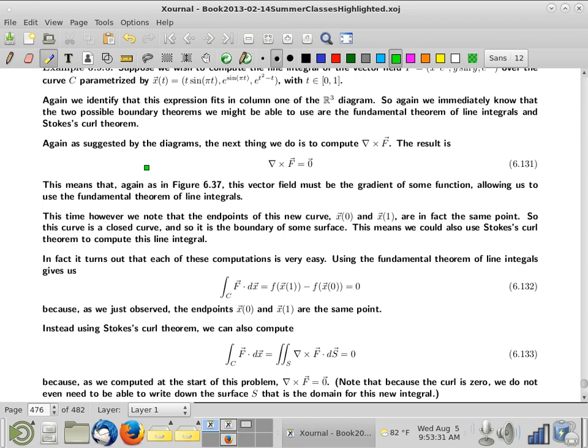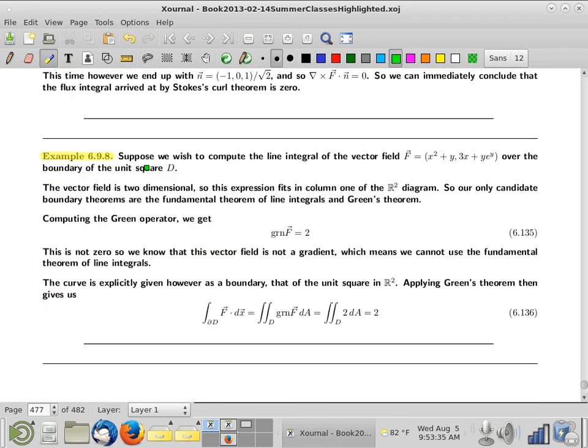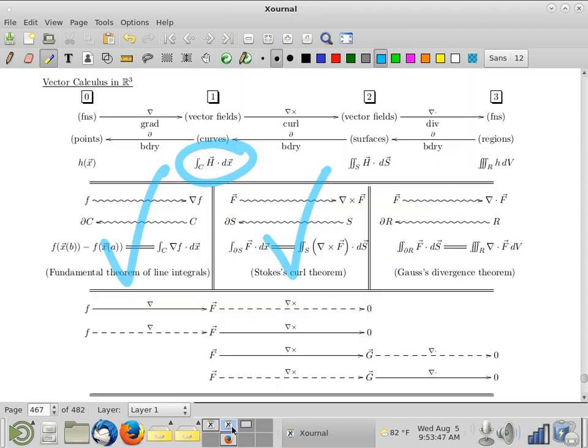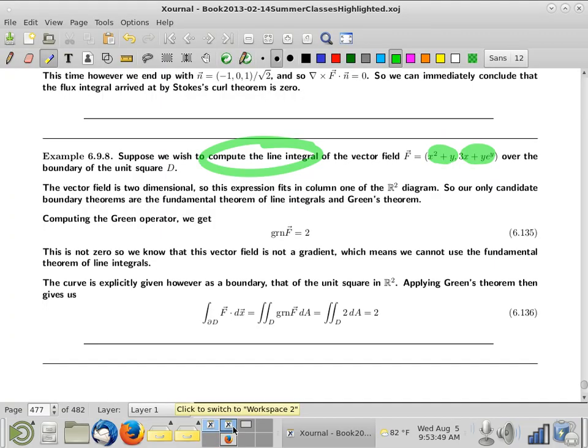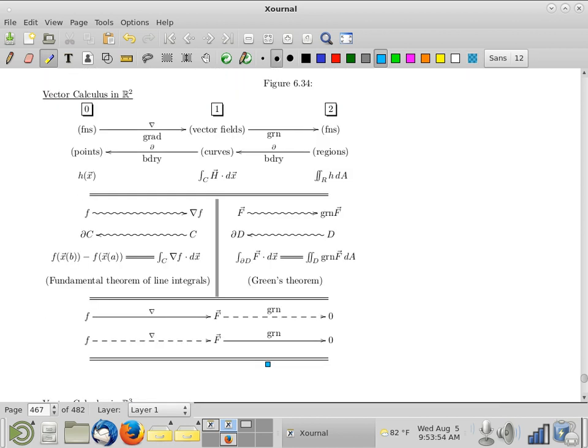Okay. All right. So there's a bunch more examples in here. I'm going to skip a few of them. They're not unlike examples we've already done. I'm going to do this one because it's a 2-dimensional example. Computing a line integral. We've got a vector field that's in R2. So we're up here, computing that line integral. So here's our 2 options, Green's theorem and the fundamental theorem of line integrals.